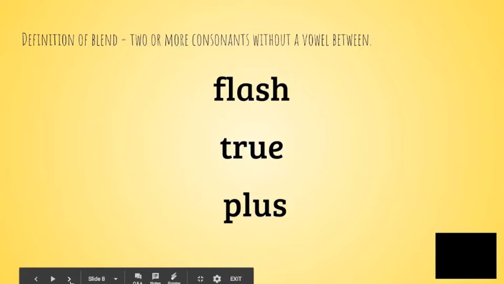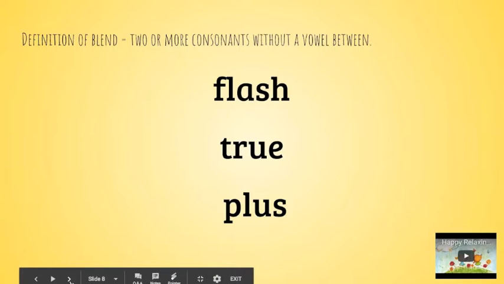Okay? A blend is when we have two or more consonants without a vowel between them. If you remember, our vowels are our red letters on our alphabet in the room. It's A, E, I, O, and U. So when we have a blend, it's when we have two or more consonants together.